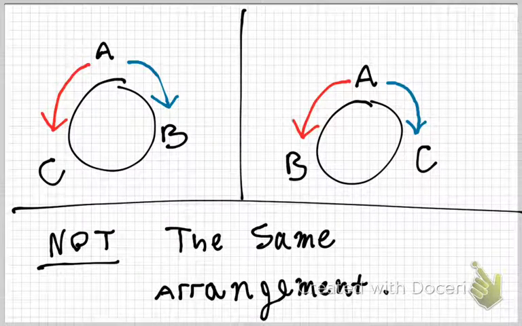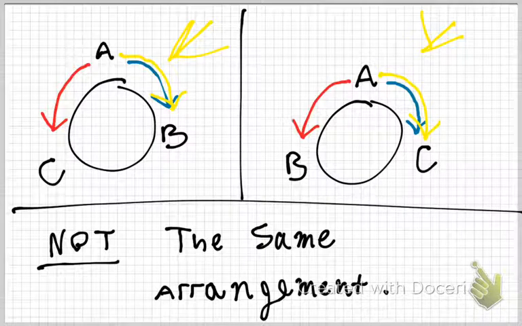And why are these 2 different? Because if you look here in example 1 over here, focus your attention there. Notice that if you look to the left of A, you have B. Over here, if you look to the left of A, you have C. If you look to the right of A, you have B. And over here, if you look to the right of A, you have C.